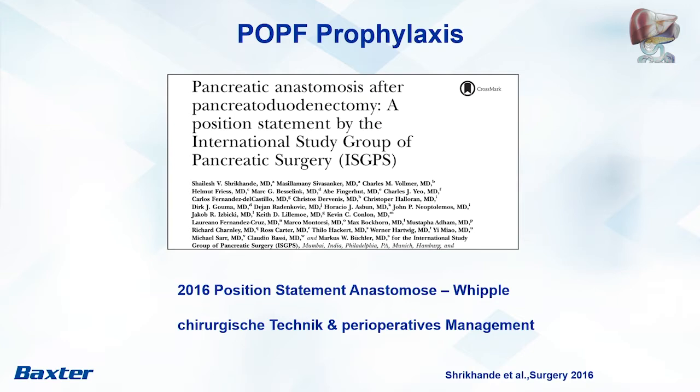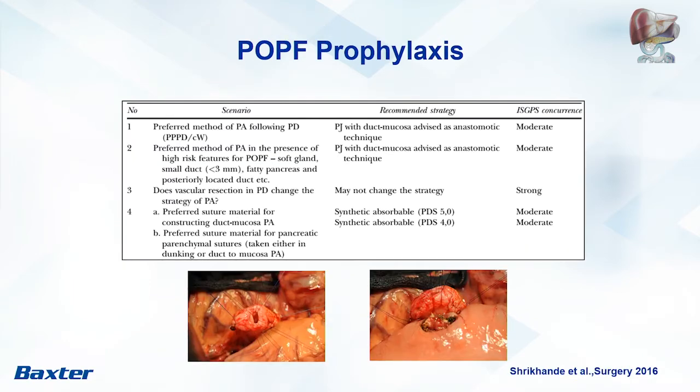Now, what about the anastomosis? We have just seen 2 very nice videos, quite similar to the technique that we perform every day as well. And this is an ISGPS statement that was published in 2016, how to do the anastomosis to perform best. And you see, preferred is a pancreatic jejunostomy, duct to mucosa, or invagination technique. You should not change your technique when you do a portal vein resection, for example, when you do more extended resections. You should use the suture material we heard about, like 4-0 or 5-0. We always use these monofilament sutures as well, as we have seen in the videos too.